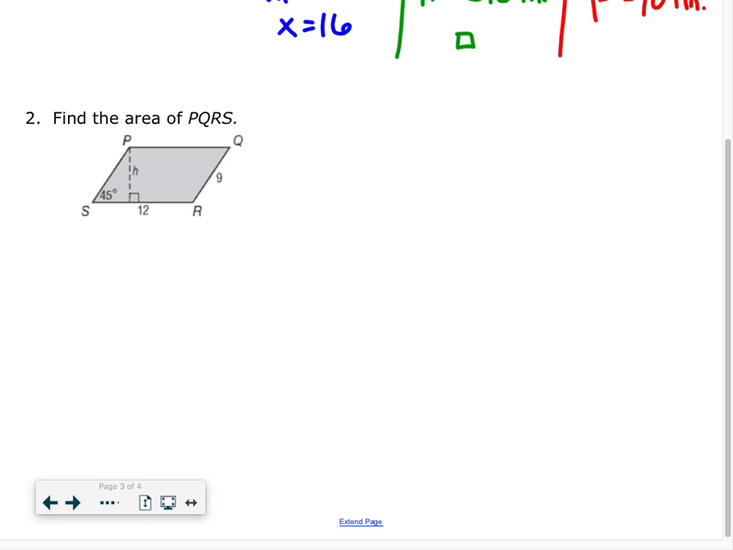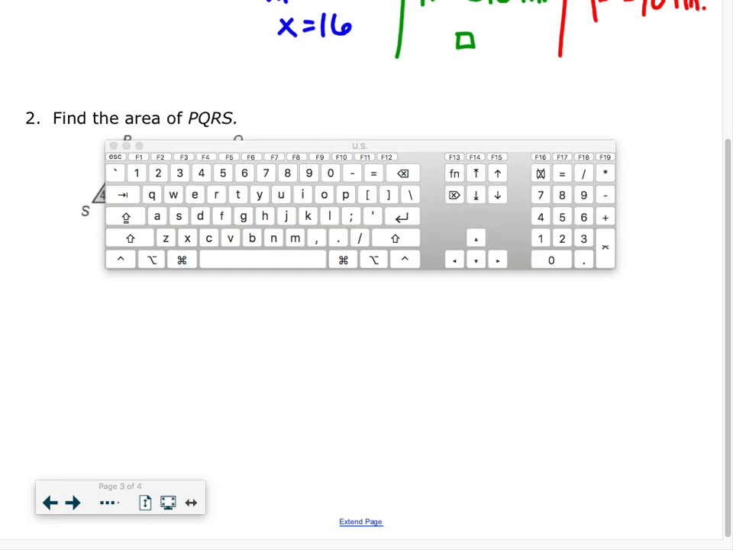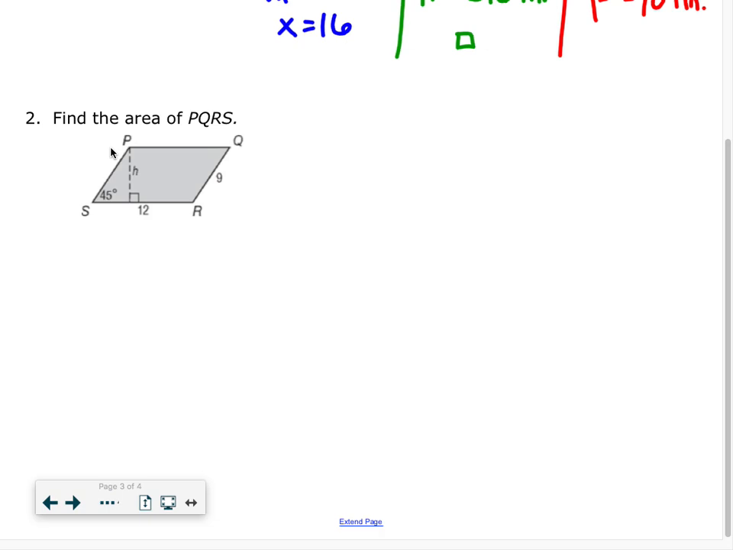I see we have a 45-degree angle in here, which makes me think that maybe we'll be using a 45, 45, 90 triangle. So this side is 9, which means this side is 9. The whole base from S to R is 12, but we don't know what that length is. So let's use our 45, 45, 90 triangle to figure out what our height is.